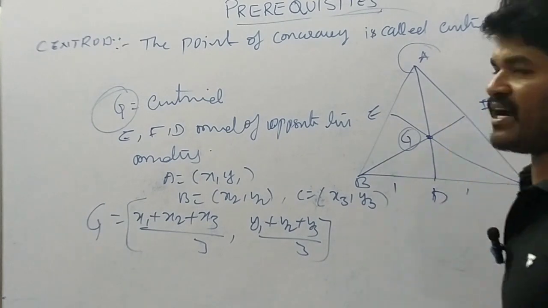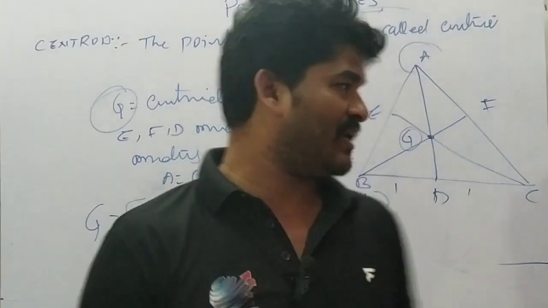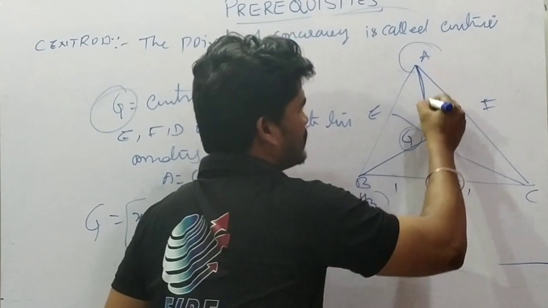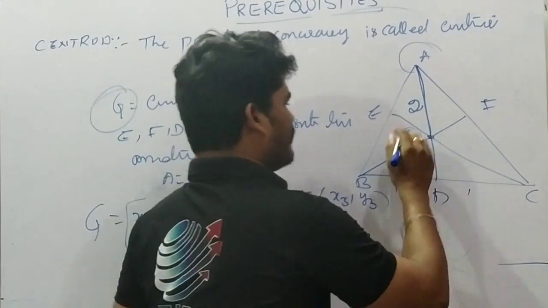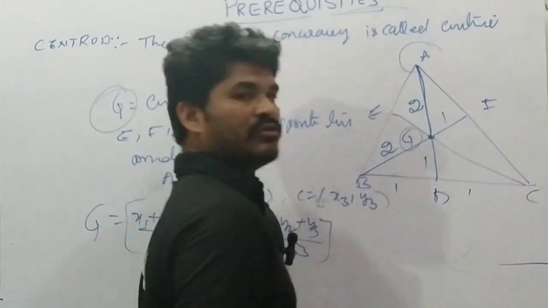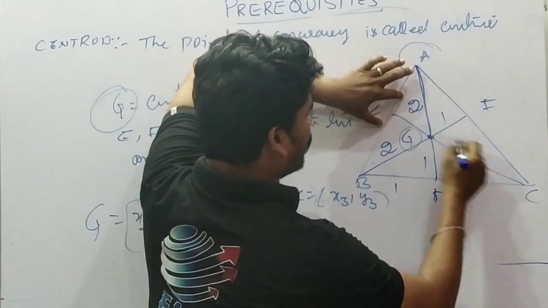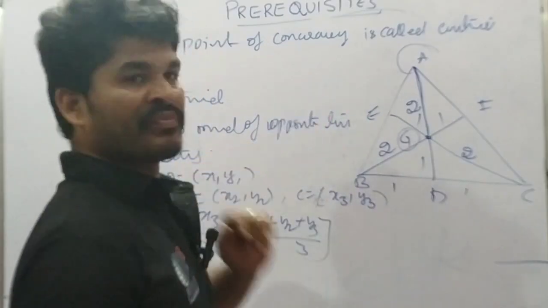The centroid divides each median in the ratio 2:1. In the same way, BF is also divided in the ratio 2:1, and this one also 2:1. So this is the centroid.